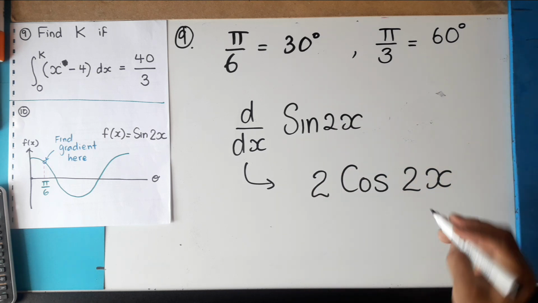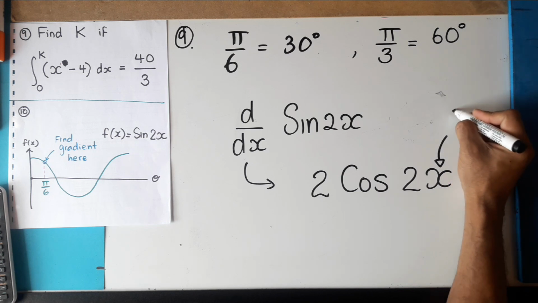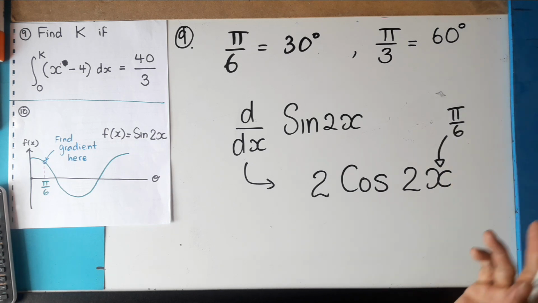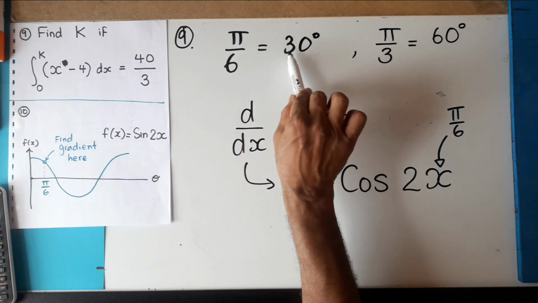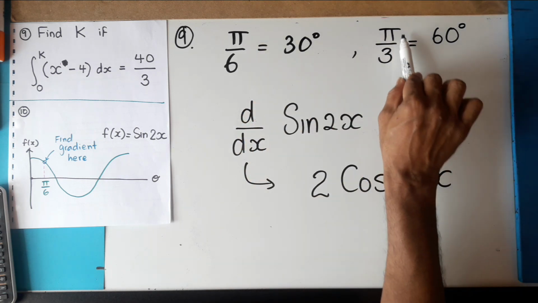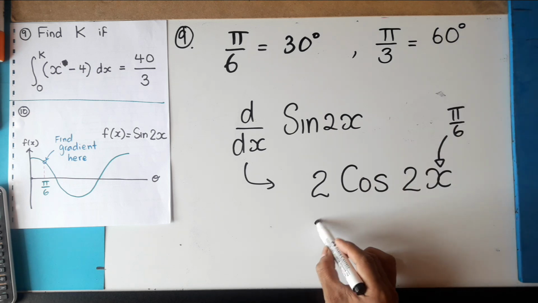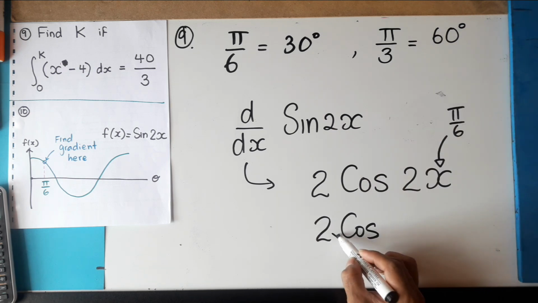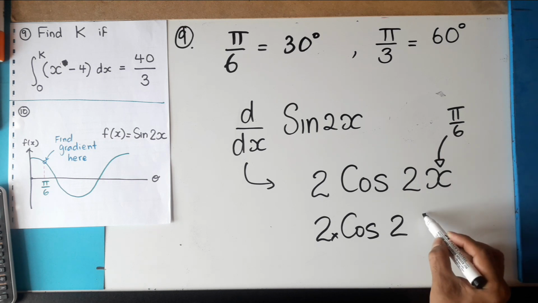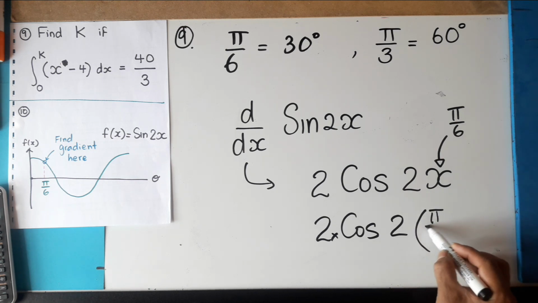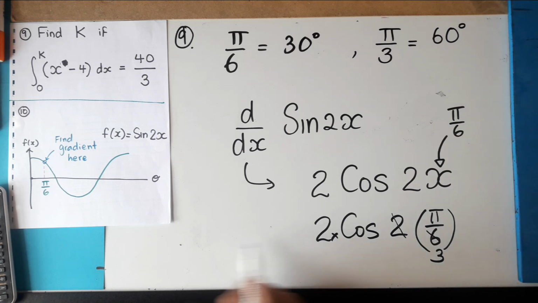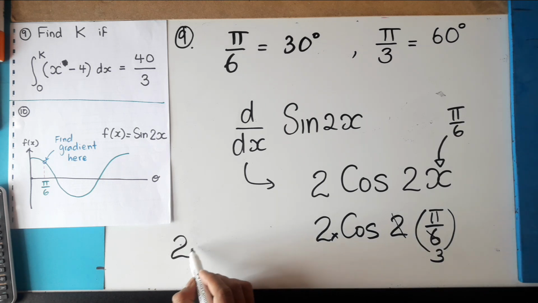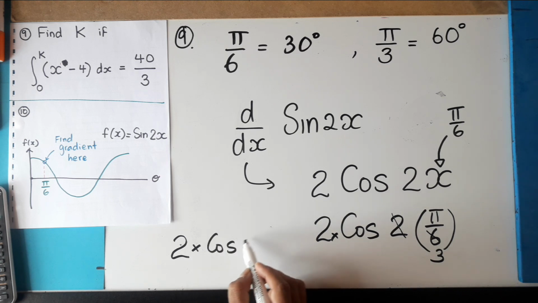Great. Now they want you to replace the x with pi on 6. Now, they put the x-axis in radians. Remember, pi on 6 is really 30 degrees. So that means pi on 3 is really 60 degrees. So we have 2 multiplied by cosine 2, and we are replacing x with pi on 6. 2 into 6 here is 3. So, sorry for writing here, 2 multiplied by cosine pi on 3.